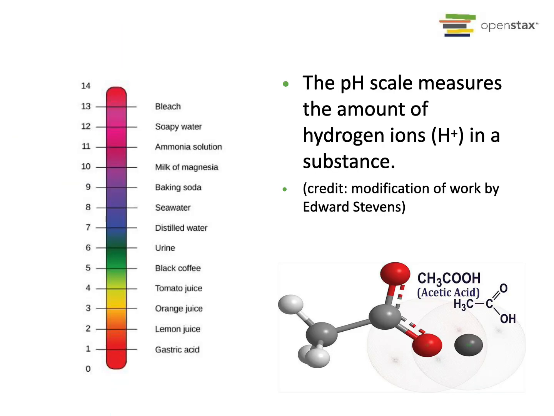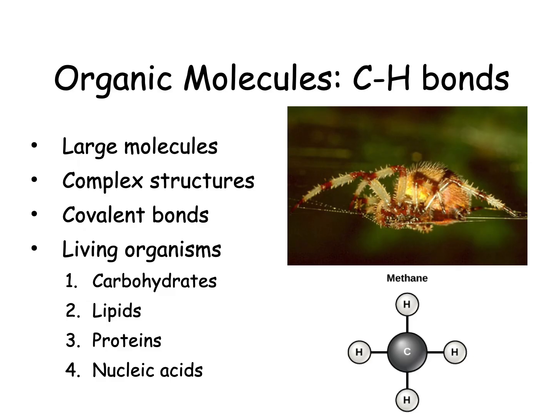Water molecules can dissociate into hydrogen and hydroxide ions, and the pH scale measures which of these is more common in a solution. Hydrogen ions and hydroxide ions are extremely reactive. It's a characteristic of all water solutions.